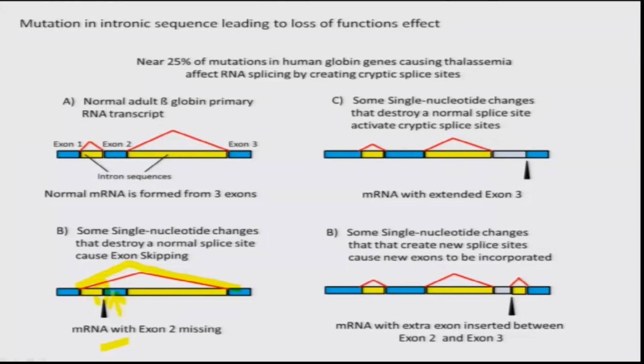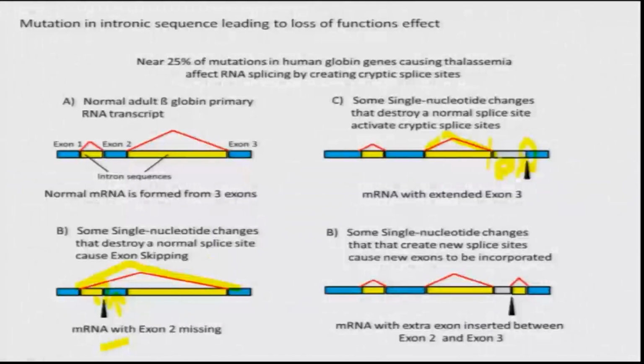Or you could have changes that destroy a normal splice site. For example, you have a splice site here, which because of a mutation now is lost from the transcript, and therefore aberrant splicing happens, leading to inclusion of certain sequence that is normally present in the intron. So this would again shift the reading frame, and you will not have the desired protein.